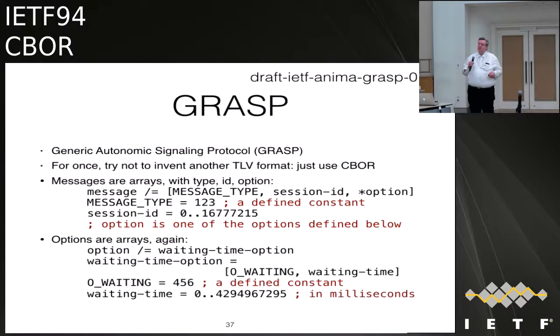And the message type is 123, the session ID is a value up to 16 million. And options are defined like this. So waiting time option is one of the options. That is actually an array containing the waiting value and waiting time, which is a number in milliseconds. So it's pretty straightforward. It looks a lot like ABNF, but the square brackets, of course, don't mean optional here, but they mean array as in JSON.